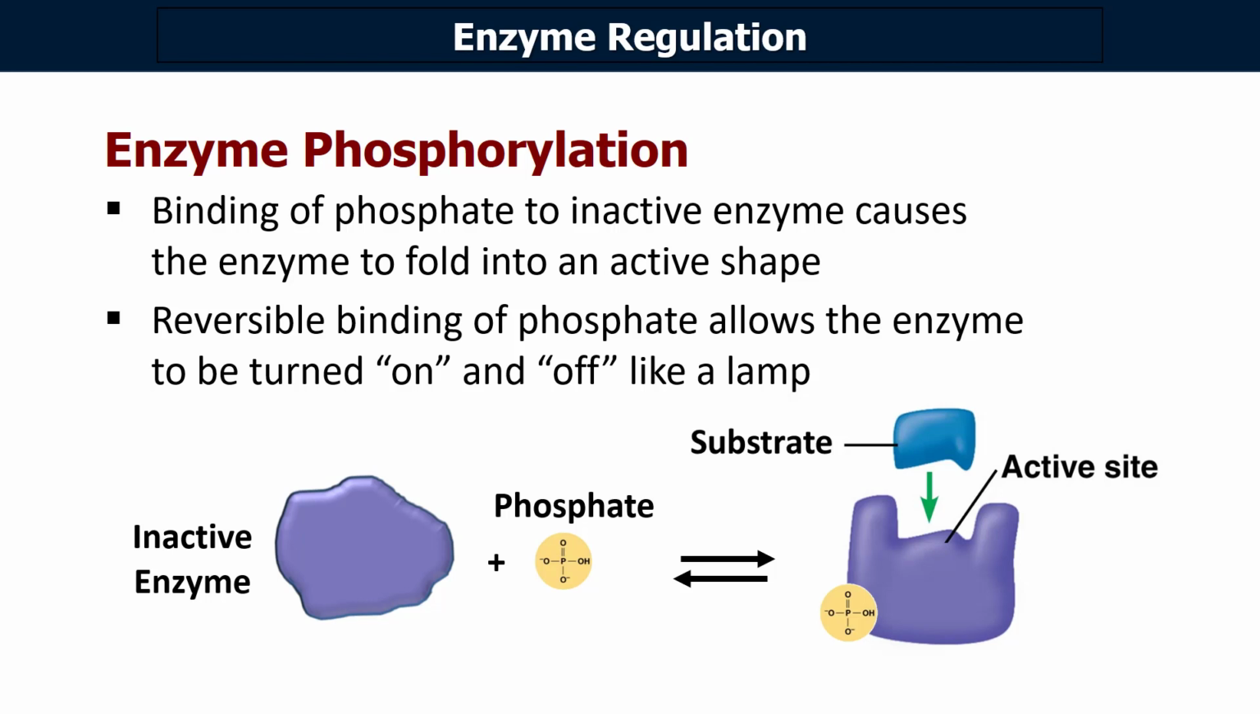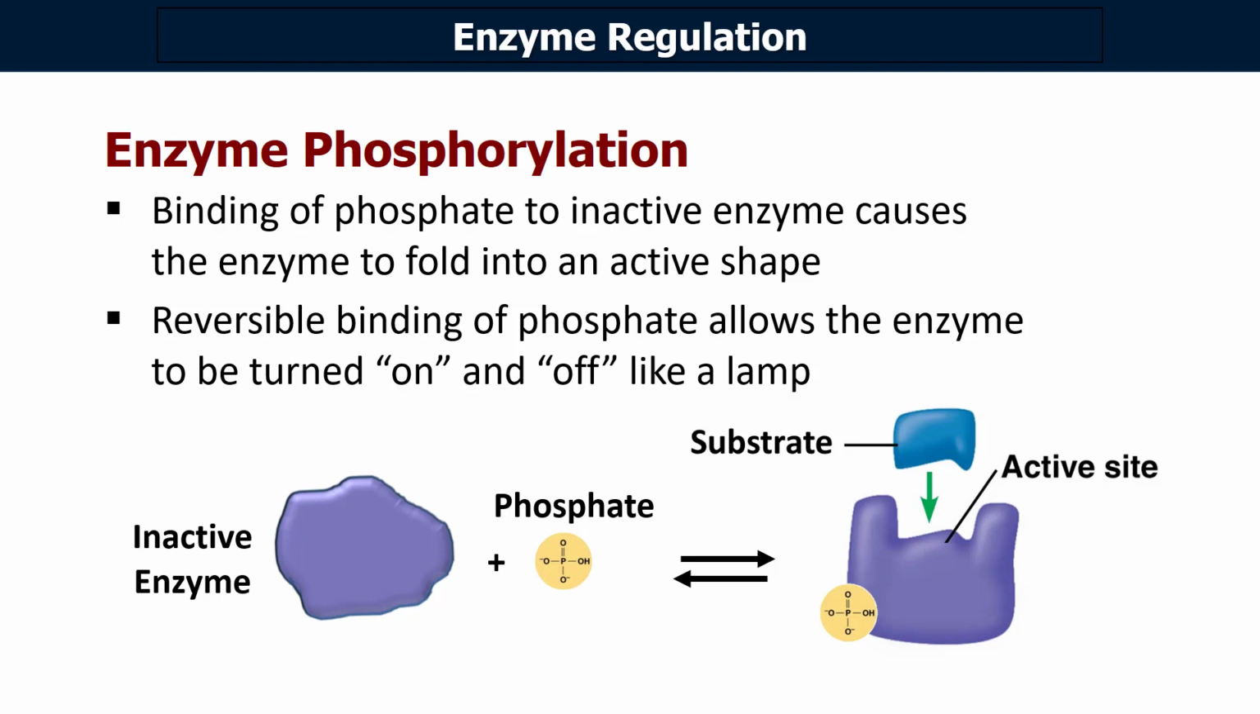So the enzyme is already in the cell, just inactive. When we want the enzyme to crank out product, we pop a phosphate group on there. That changes the folding pattern. The enzyme's now turned on. Substrate can come in and bind, crank out product, and then when we're done, just pop the phosphate off, and it's just like turning your appliance off. We go back to that inactive state.